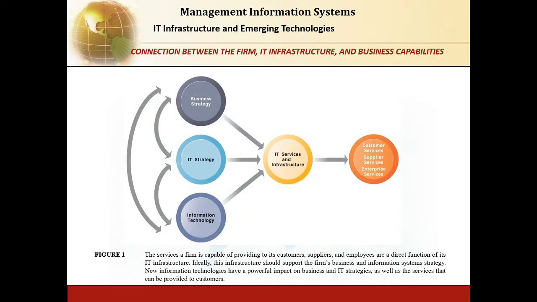Okay, so makikita natin dito sa figure 1 yung connection between the firm, IT infrastructure, and business capabilities. Kung mapapansin niyo, yung IT strategy nasa gitna. Then, followed by business strategy at information technology. So, kapag okay na sila, makikita natin dito yung IT services and infrastructure. And then, customer services, supplier services, or ito yung mga tinatawag natin na finished product. So, the services a firm is capable of providing to its customers, suppliers, and employees that are direct functions of its IT infrastructure.